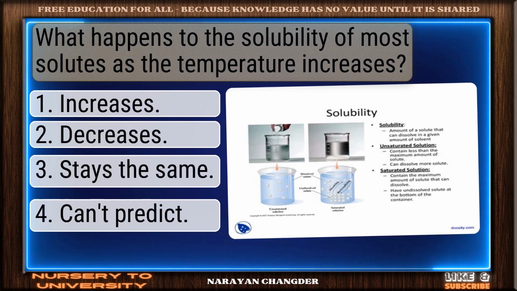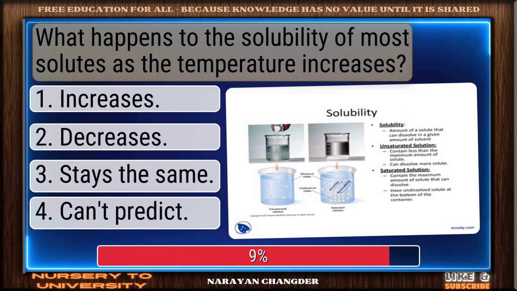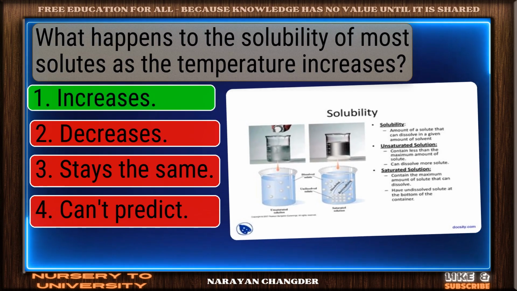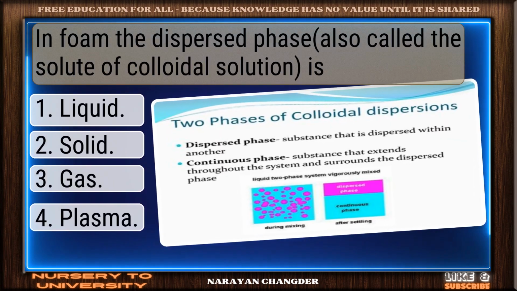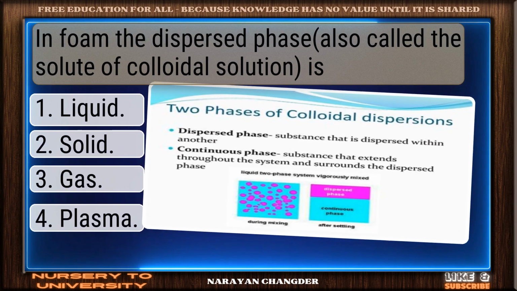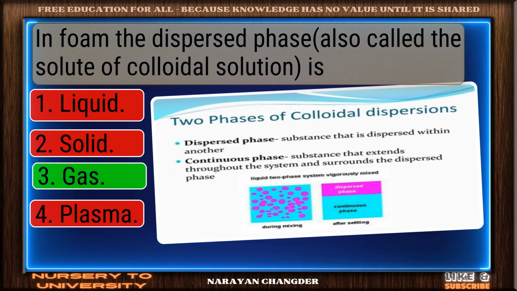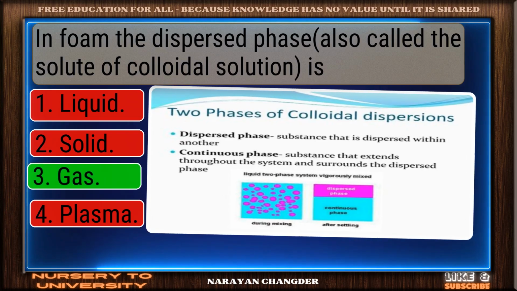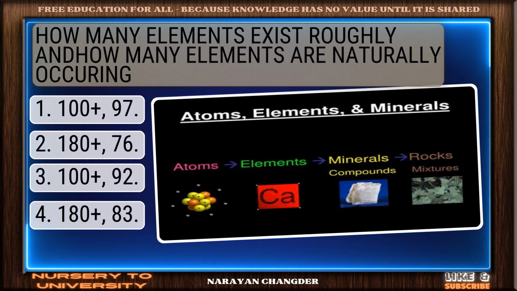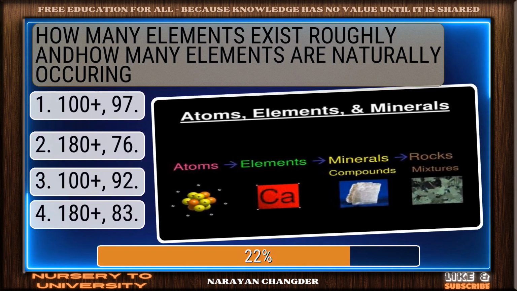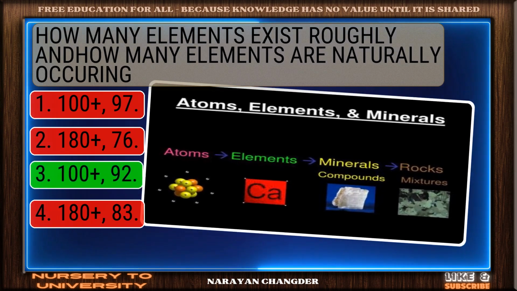Question number 77. What happens to the solubility of most solutes as the temperature increases? You're right. Increases is the correct answer. Question number 78. In foam, the dispersed phase is. Nice selection. Gas is the correct and valid answer. Question number 79. How many elements exist roughly and how many elements are naturally occurring? Well done, 100 plus 92 is the right choice.